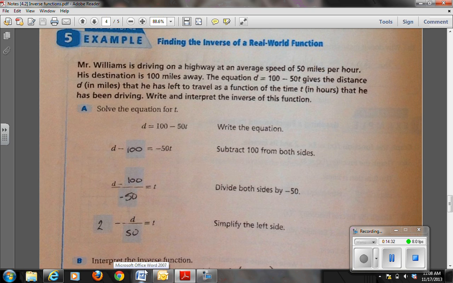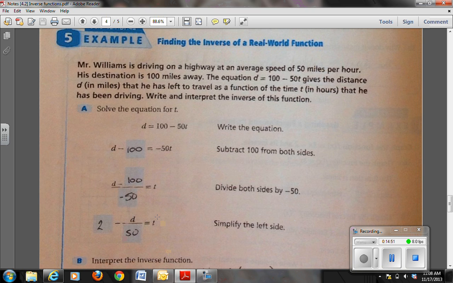So here's my equation that I end up with. And just to be careful on the signs, d is over negative 50 as well as the negative 100 being over negative 50. So make sure you're dividing correctly there. Both terms in the numerator get divided by the denominator there. So here's our new equation.